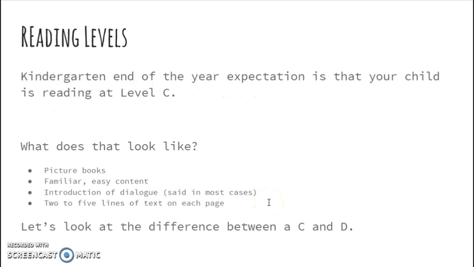So at the end of the year, kindergarten is expected to be at a reading level C. And so what does this look like? Well, it's looking at picture books. It's very familiar, easy content. They are starting to introduce dialogue. So they will say mom said or dad said. And then mostly it's 2 to 5 lines of text on each page.